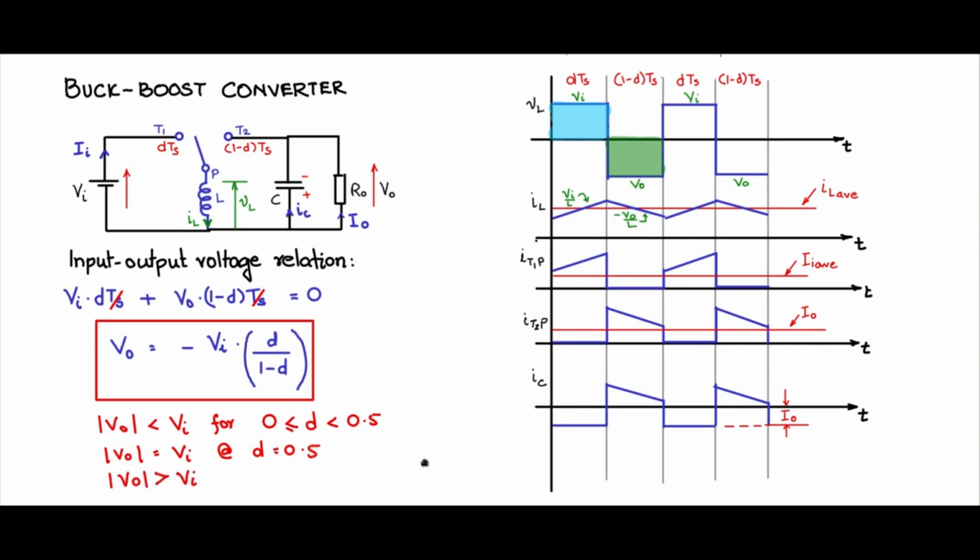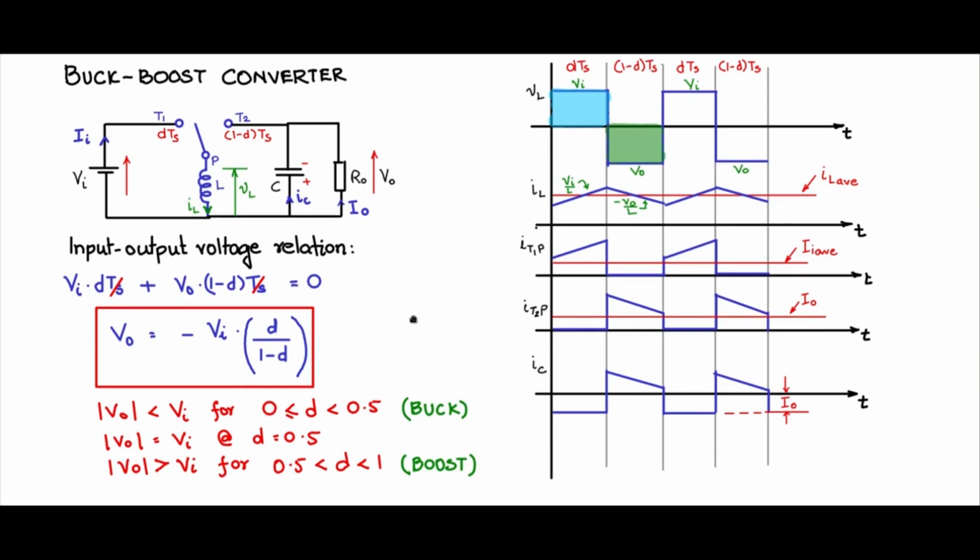And V0 is greater than Vi for D between 0.5 and 1, during which time this ratio becomes greater than 1 and therefore it is boost operation. Therefore, you see that this converter operates in buck mode for D less than 0.5 and in boost mode for D greater than 0.5, and therefore it is called the buck boost converter.